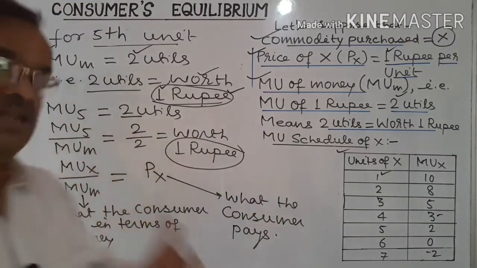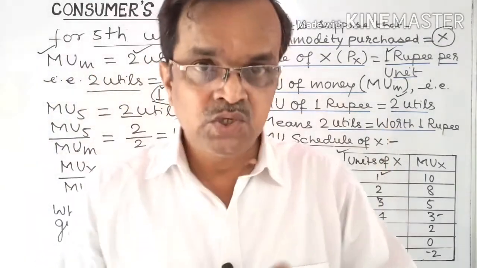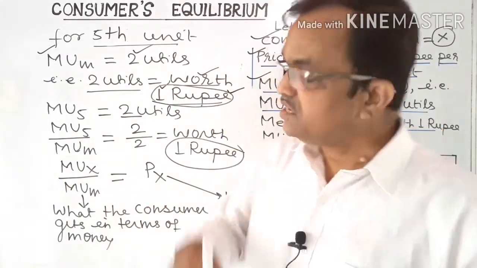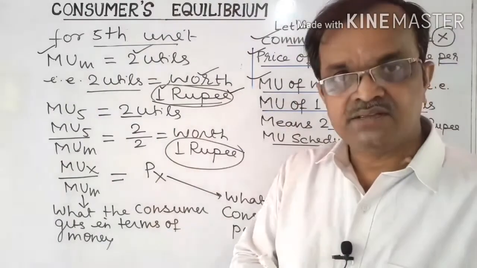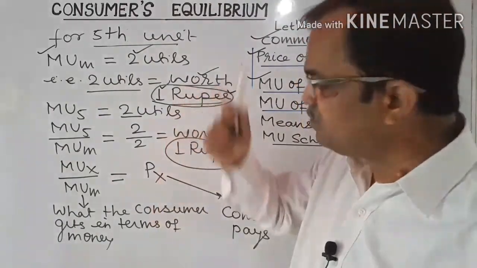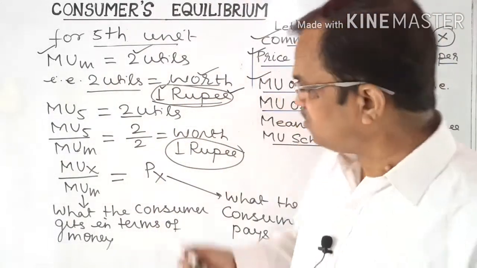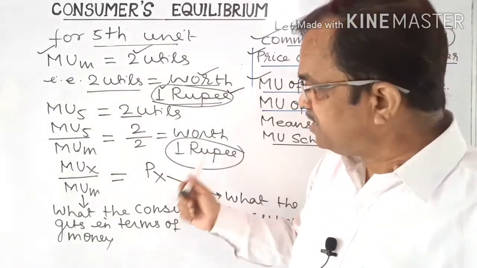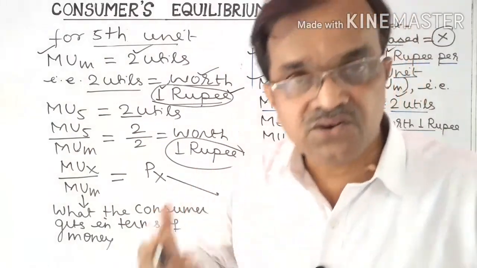Means now at this level, the consumer has reached the point where he is getting satisfaction equal to the price paid. How much is he paying? Only 1 rupee. How much is he getting? Only 1 rupee. That is, worth 1 rupee is equivalent to 1 rupee. Both become equal, and that is the point of equilibrium.